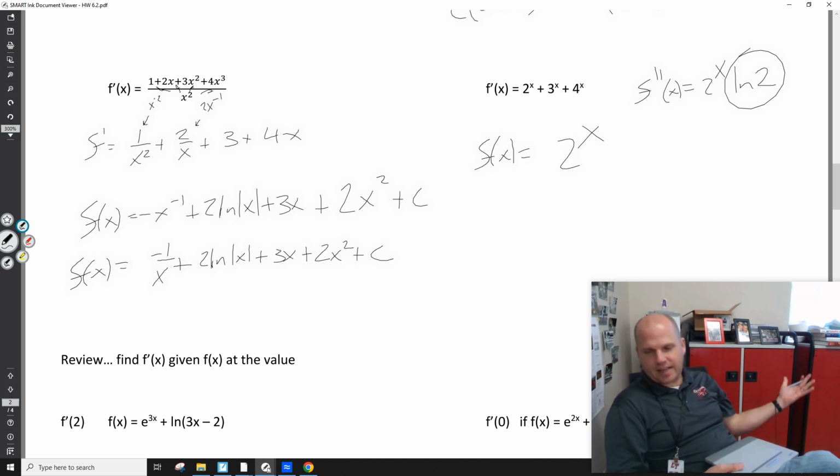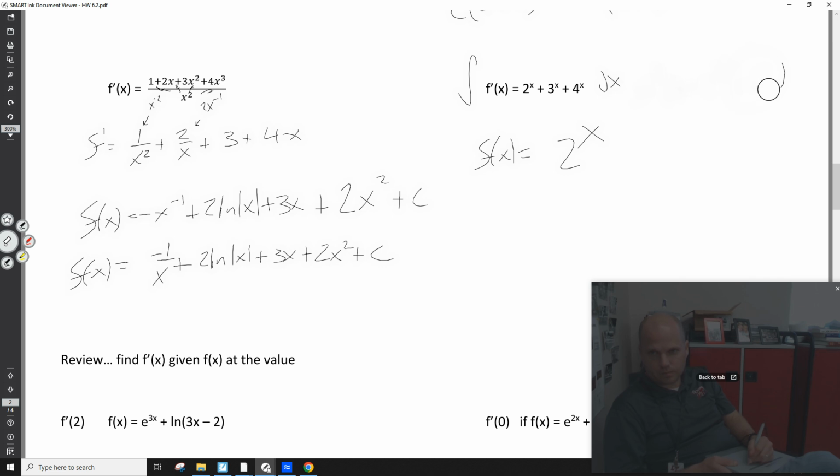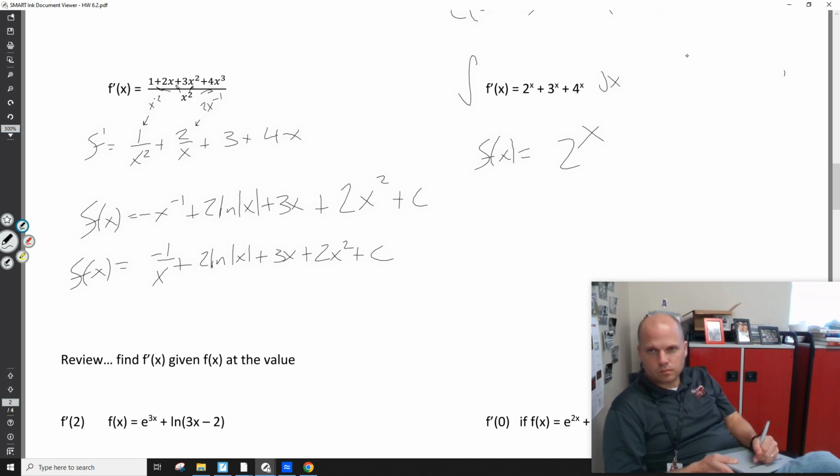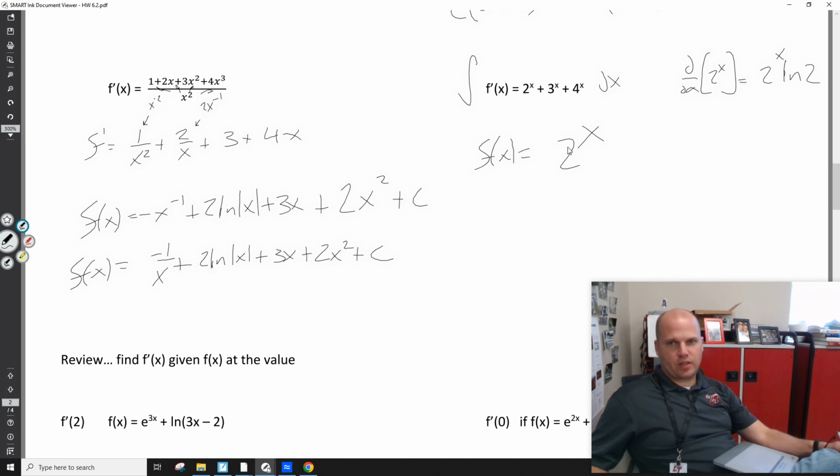Let's say I think the antiderivative of 2 to the x is 2 to the x. Well, that's not true, because the derivative of 2 to the x is 2 to the x times the natural log of 2. Let me show you. So if I take the derivative of this, I don't get that, okay? I get 2 to the x times the natural log of 2.